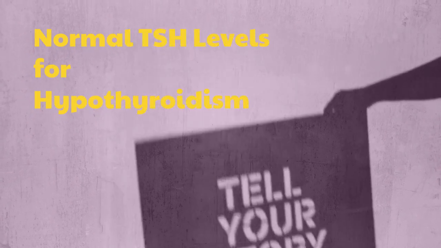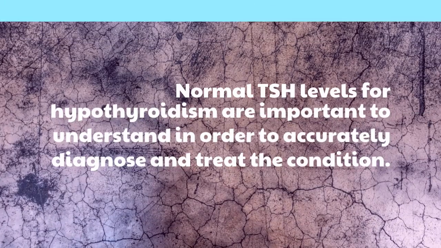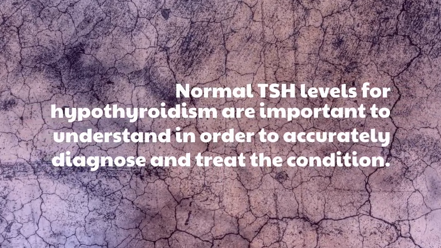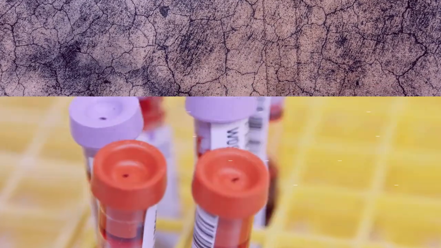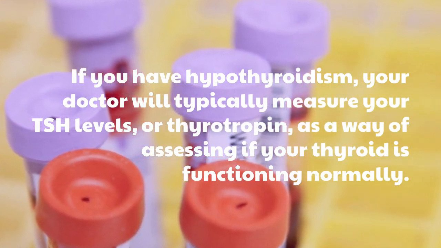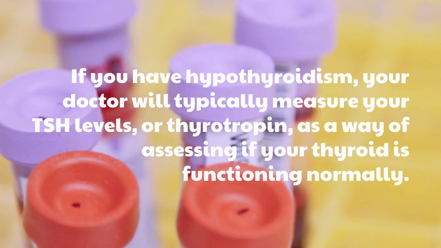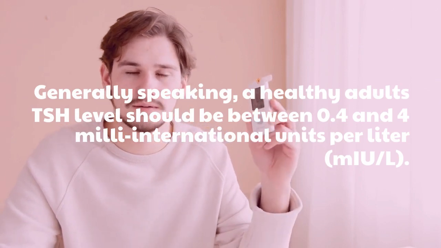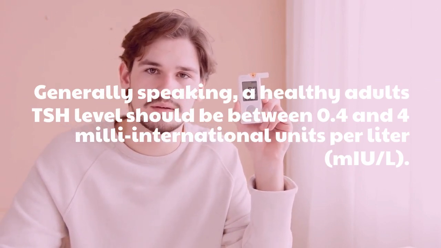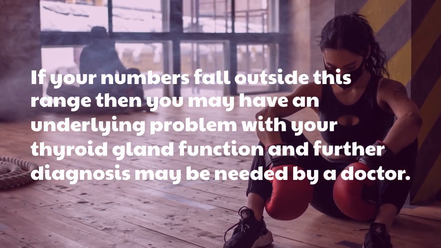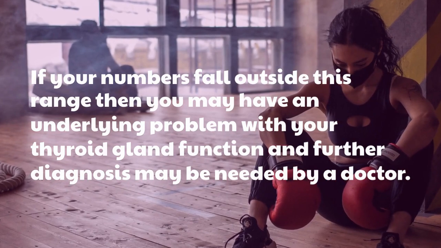Normal TSH levels for hypothyroidism. Normal TSH levels for hypothyroidism are important to understand in order to accurately diagnose and treat the condition. If you have hypothyroidism, your doctor will typically measure your TSH levels, or thyrotropin, as a way of assessing if your thyroid is functioning normally. Generally speaking, a healthy adult's TSH level should be between 0.4 and 4 milli-international units per liter, mU/L. If your numbers fall outside this range, then you may have an underlying problem with your thyroid gland function and further diagnosis may be needed by a doctor.